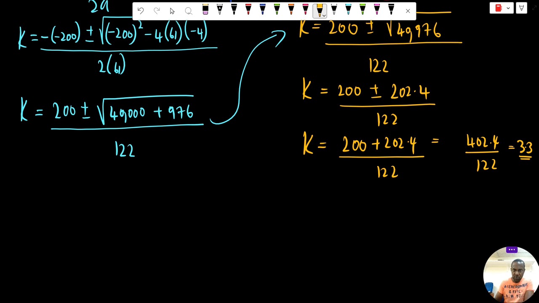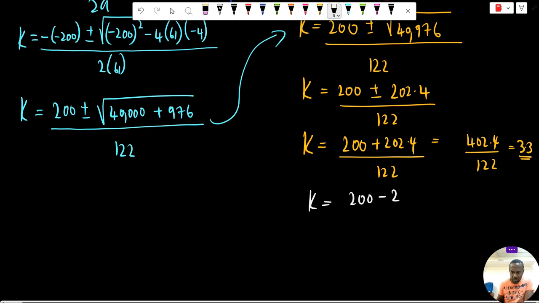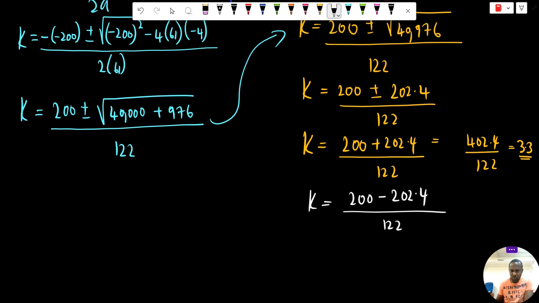And the other possible value of k would be equal to 200 minus 202.4 divided by 122. And so this gives us minus 2.4 divided by 122, which gives us, now let me check that. So 2.4 divided by 122, and that's approximately 0.02 to one significant figure or two decimal places. So k is equal to 0.02.